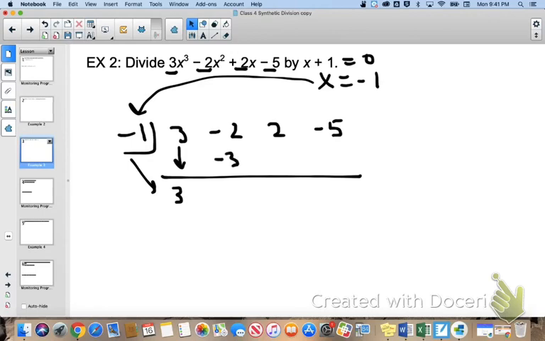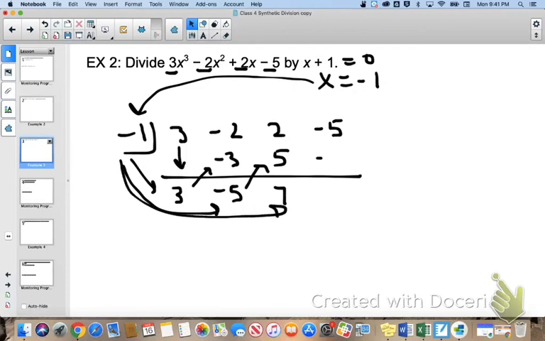Then we go down. Negative 2 plus negative 3 is negative 5. So you multiply. Negative 1 times negative 5, that's 5. 2, I missed that arrow. 2 plus 5 is 7. And then negative 1 times 7 is negative 7. Goes there. Negative 5 plus negative 7 is negative 12.